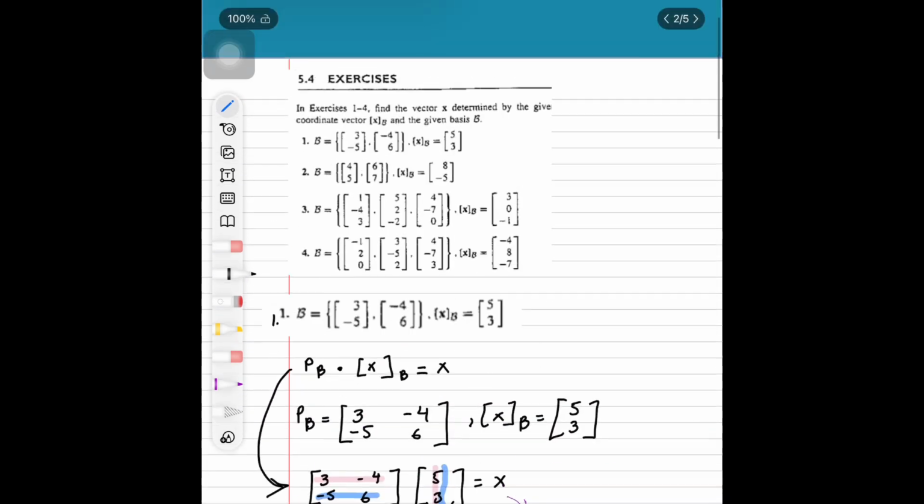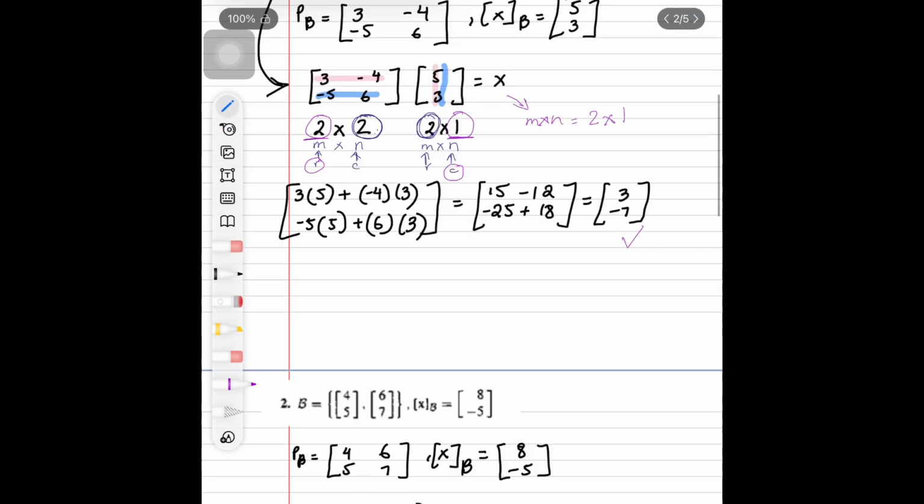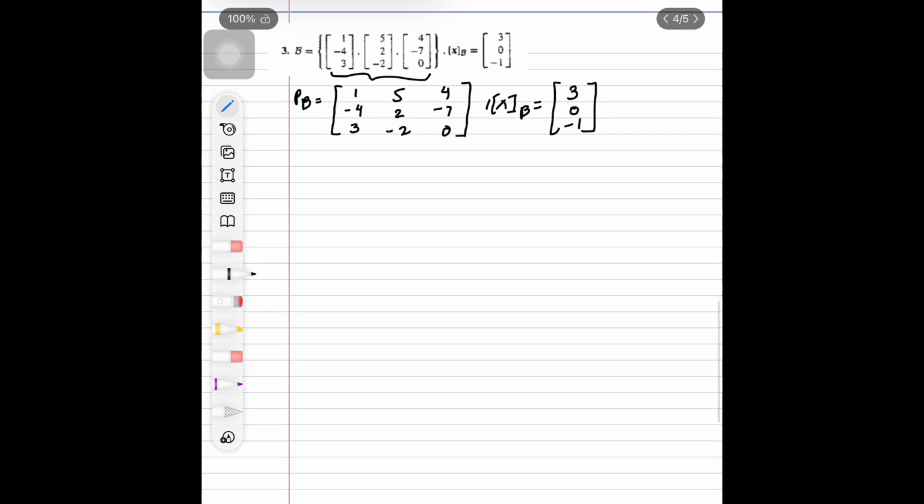They asked us to find the vector x. They gave us the basis and the coordinate vector, so it's the same for all of these. We have the equation P of B times the coordinate vector equals x. Let's multiply. This is basically just matrix multiplication.